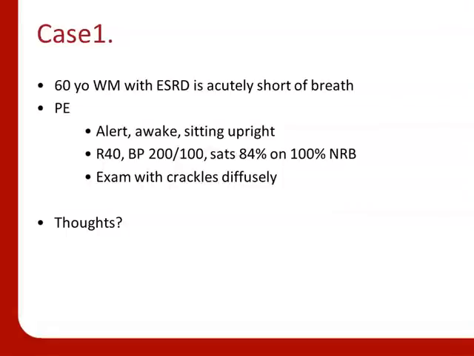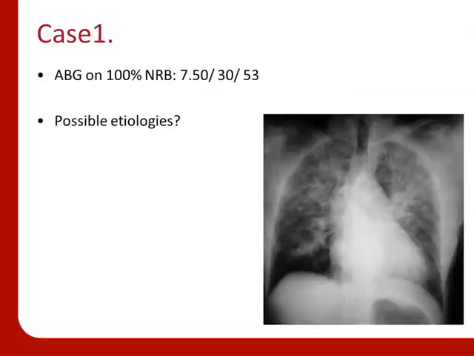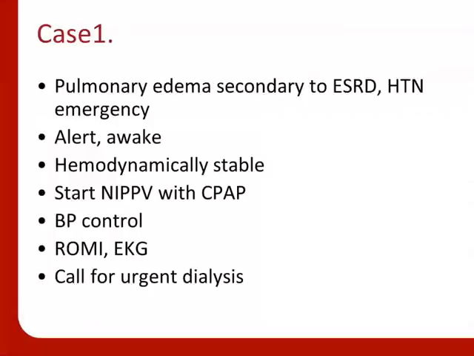When somebody's blood pressure is that high and they have crackles, most likely they've got pulmonary edema, especially if it happens acutely in somebody who's very volume sensitive, as renal patients are. So you get a blood gas and a chest X-ray, and this is typically what you see. He's tachypneic, so he's alkalotic. You see diffuse infiltrates on his chest X-ray. So this is probably somebody who just had a pulmonary edema secondary to end-stage renal disease and a hypertensive emergency.